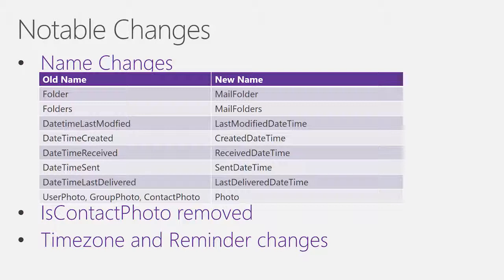Within name changes, as you can see, a bunch of property and entity names have been changed. For example, the folder entity has been renamed to mailFolder, and all datetime property names have been updated to have DateTime show up at the end of the name. For example, DateTimeSent has been renamed to SentDateTime. UserPhoto, GroupPhoto, ContactPhoto have been updated to just Photo. IsContactPhoto has been removed from FileAttachment.